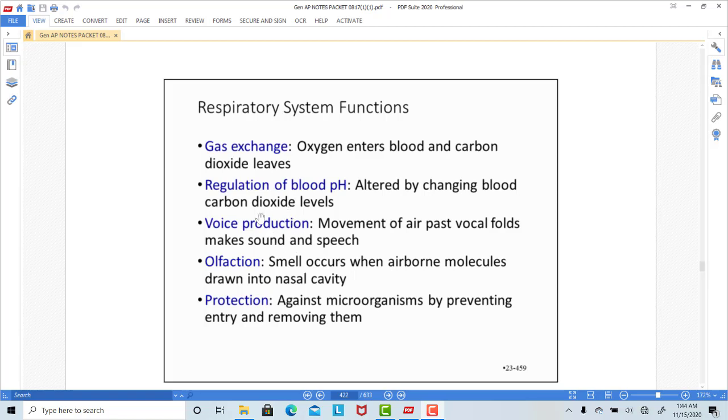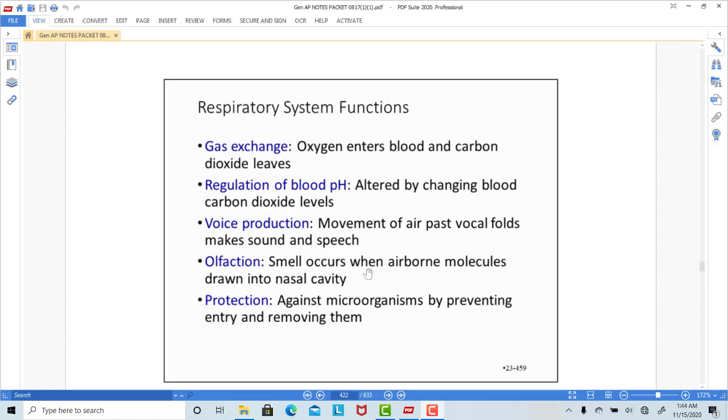Another function of the respiratory system is voice production. We know that the larynx has the vocal cords for making the sound of the voice, and also the nasal cavity helps resonate our voice. If you've ever listened to someone over the phone that has, say, a stuffy nose or a very runny nose, you can tell the difference in their voice based on the health of the nasal cavity.